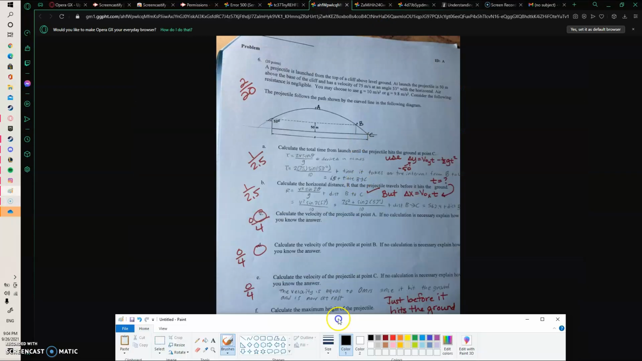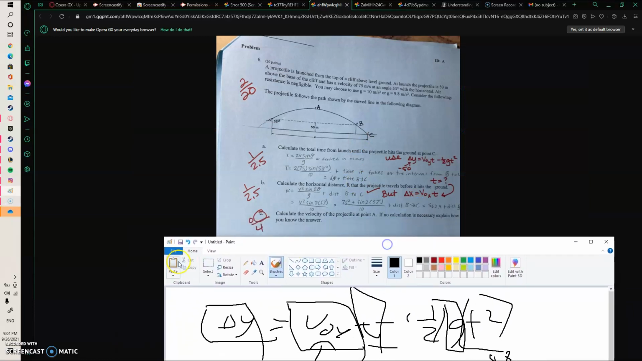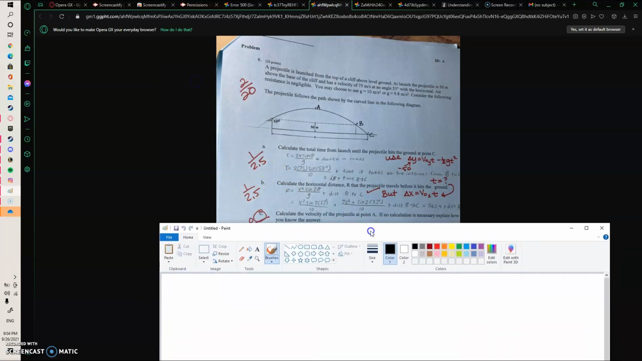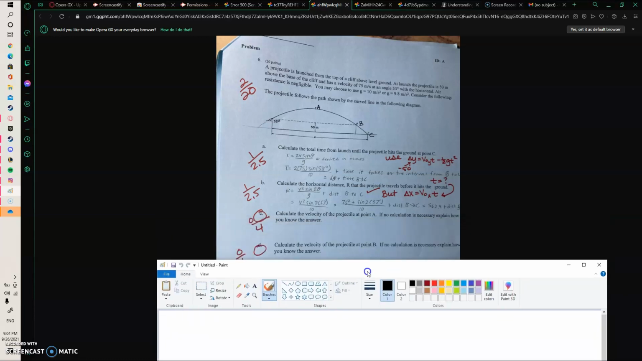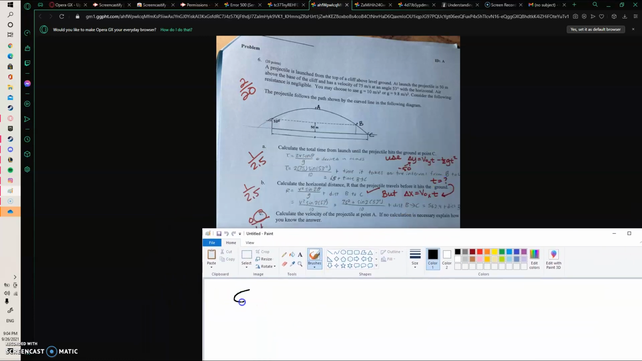So moving on to part C, for this question, I just sort of ran out of time because I took too long thinking about them, so I didn't really get the opportunity to do them. So for part C, it asks for the velocity of the projectile at point A, and if no calculation is necessary, explain how you know the answer. For the velocity at point A, this is supposed to be the movement of the projectile that is launched out of the cannon.